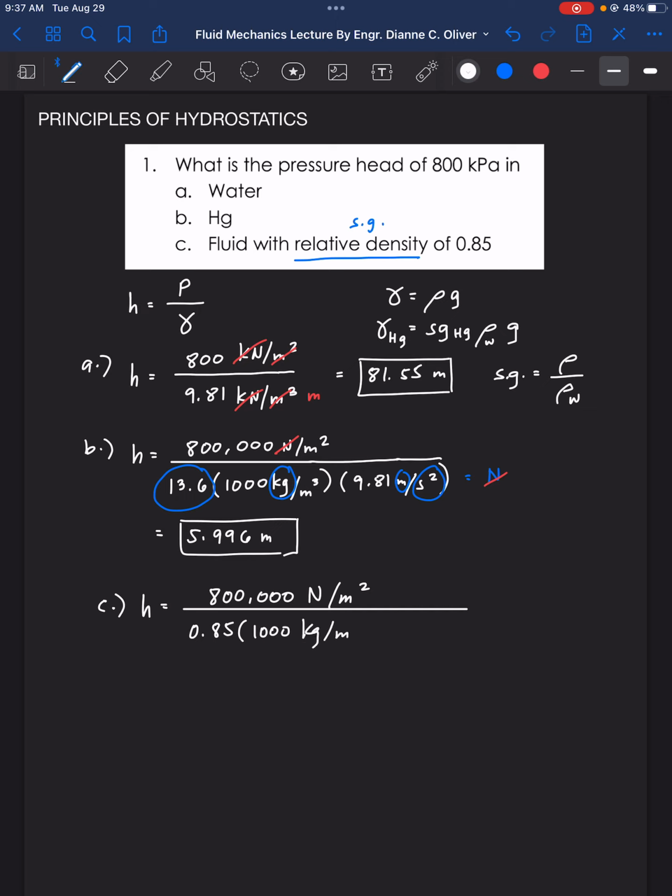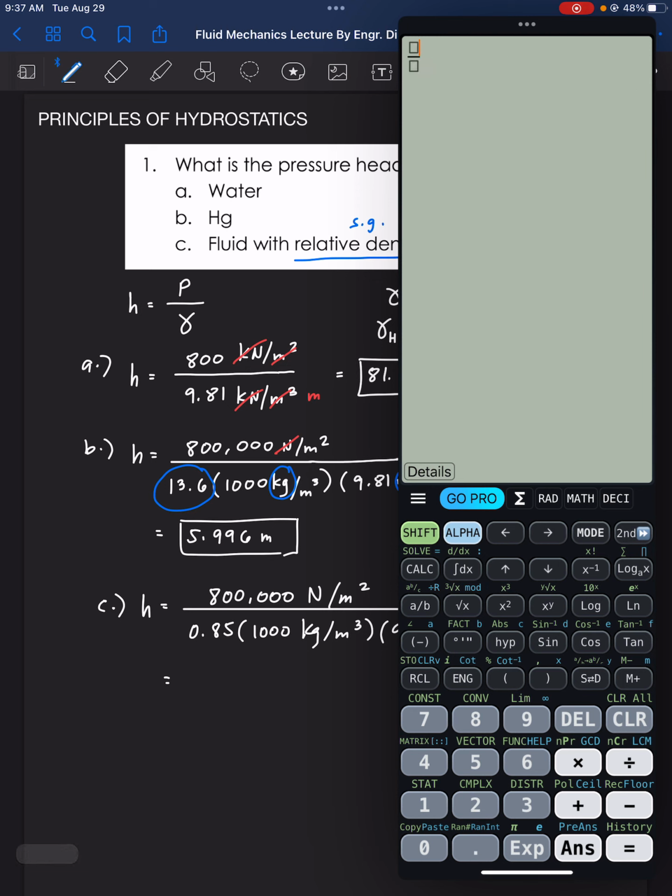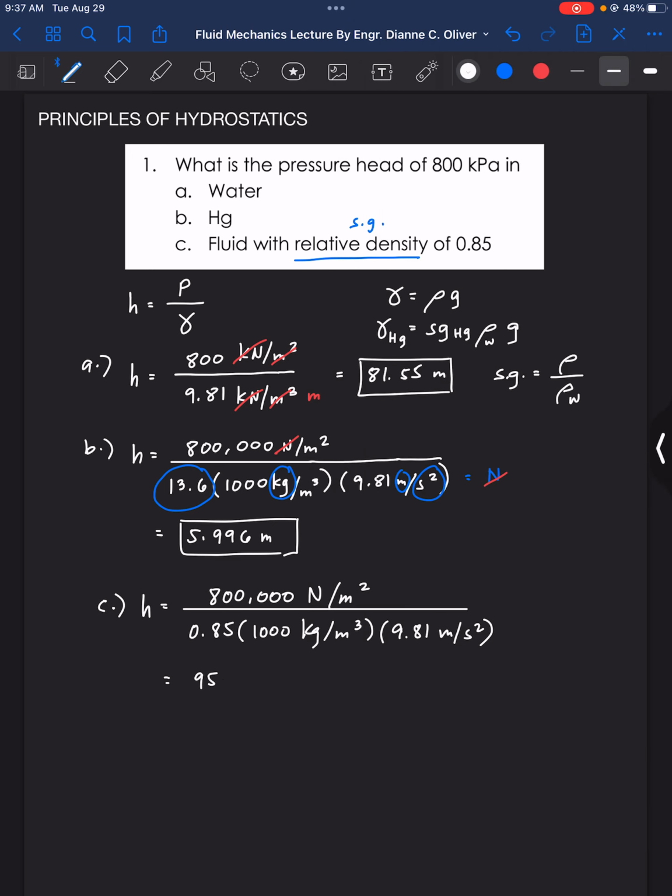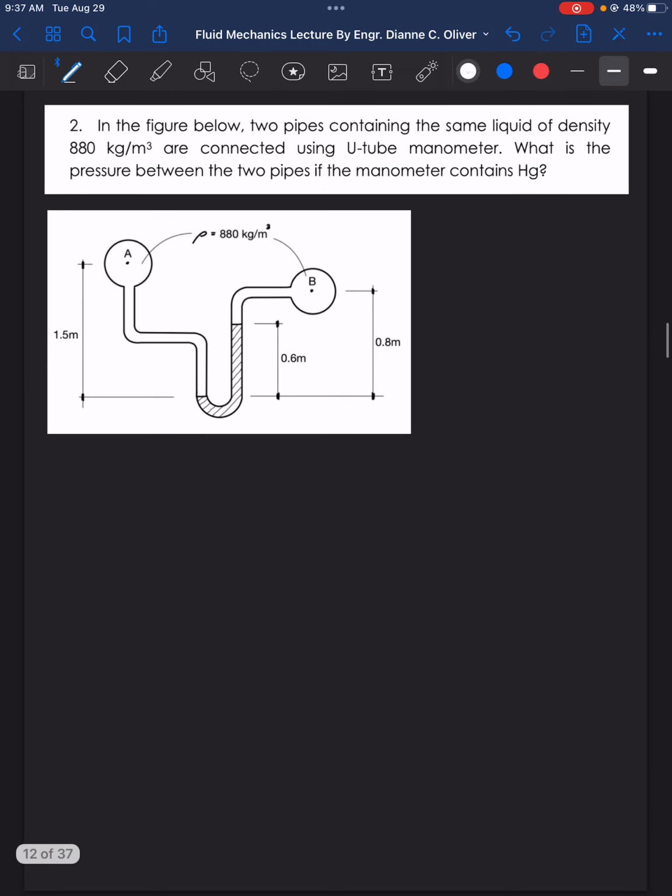1000 kilogram per cubic meter, then 9.81 meter per second squared, and that is equal to 800,000 divided by 0.85 times 1000 times 9.81. So that is 95.94 meters. So that's the pressure head in this fluid. That's for example number 1. Let's go to example number 2.